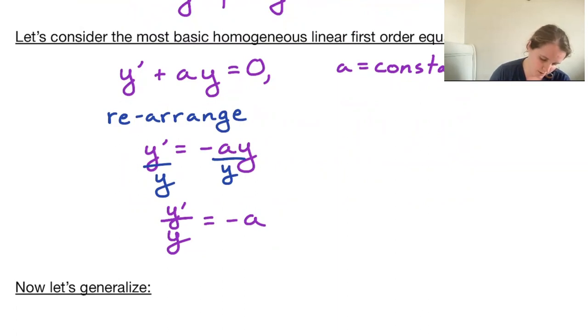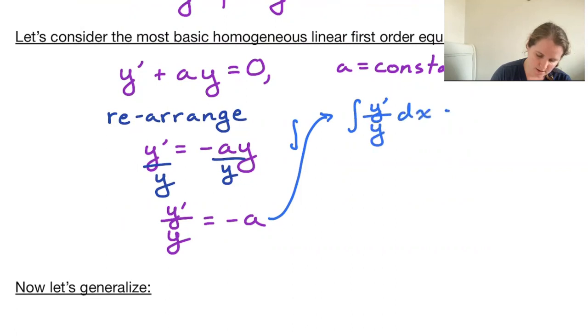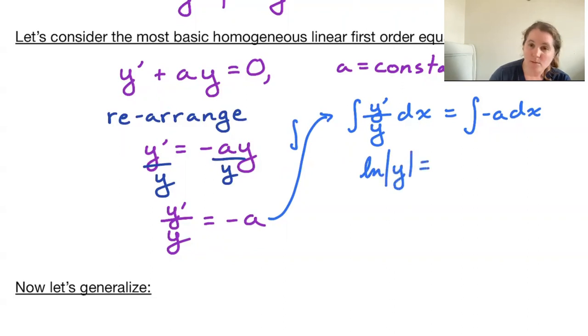So from here, we're going to go ahead and integrate. We're looking at the integral of y prime over y dx, and this should be equal to the integral of negative a dx. On the left-hand side, this is the natural log of the absolute value of y. The right-hand side is just negative a times x, and then we'd have a plus c.